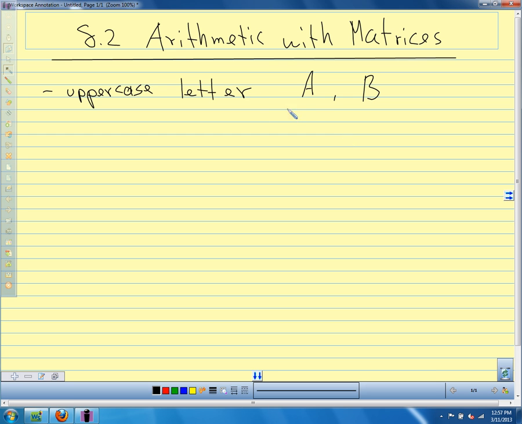The other way you'll see it is, the other way we could write matrix A is in brackets, lowercase a ij, and that just means the matrix filled with the components of A. The other way we would write B is a lowercase b ij. So this is how you'll see matrices written.